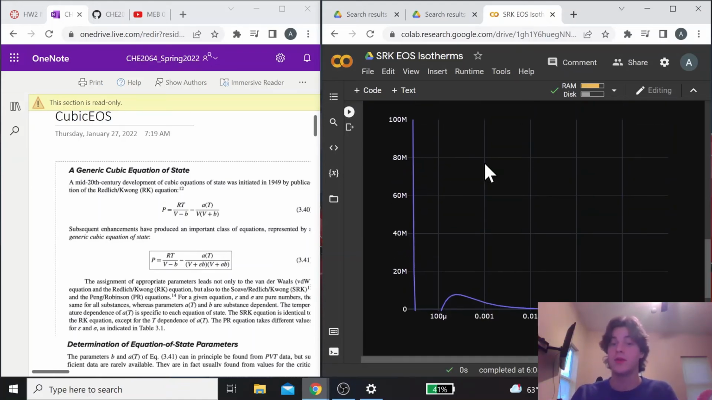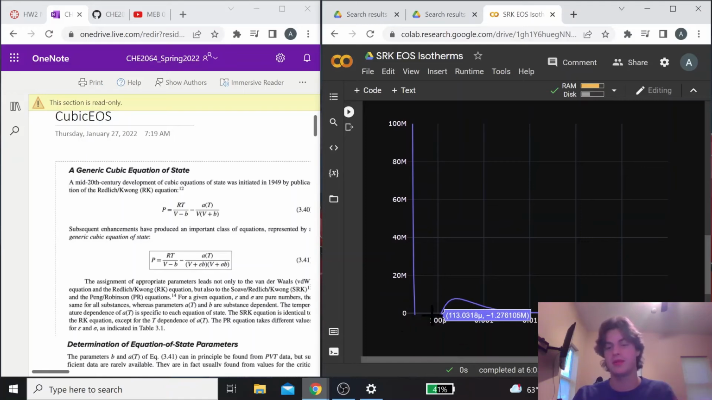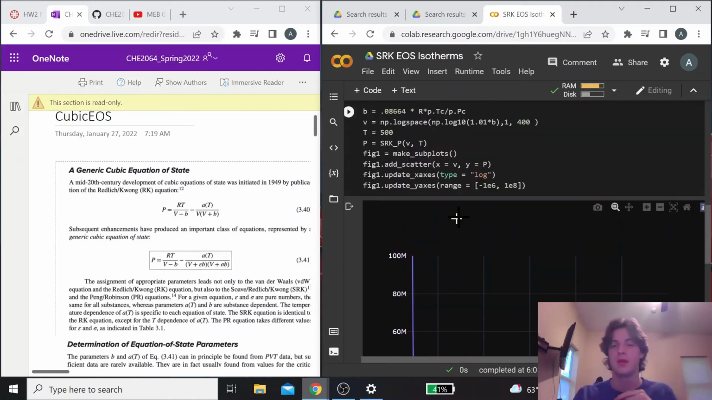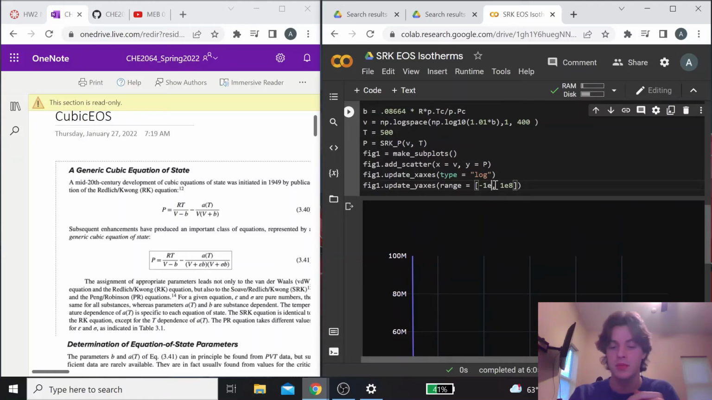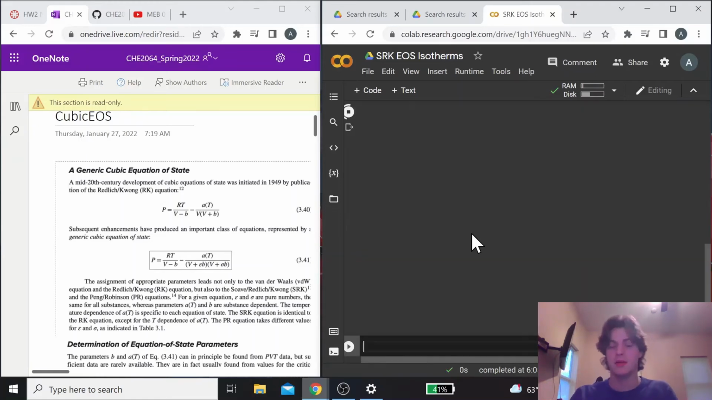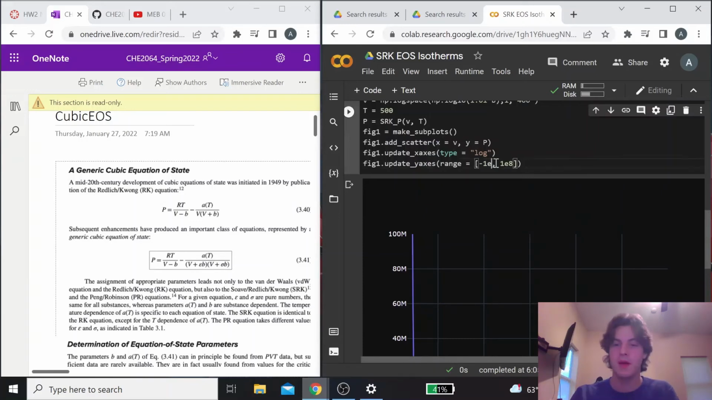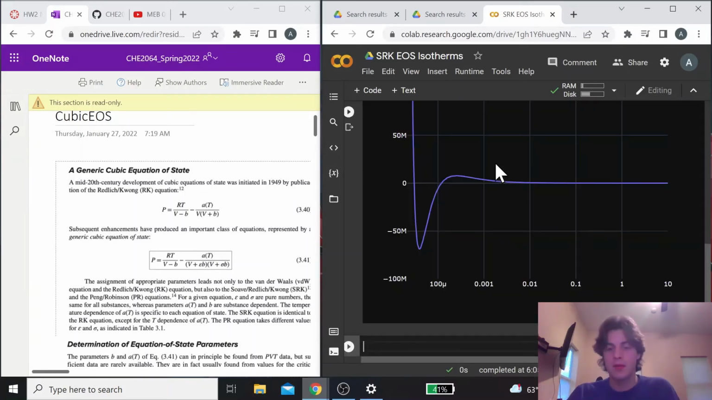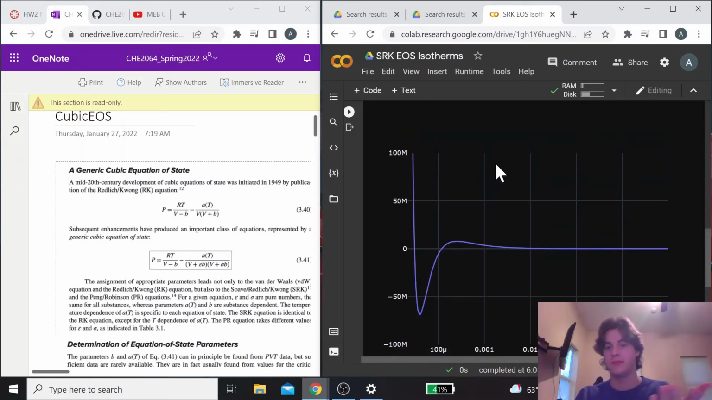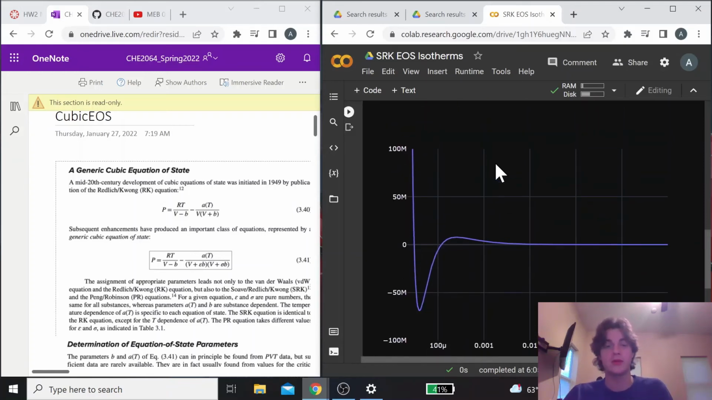Well, so it's getting better. We actually have a wiggle, but it's not quite there, so we still need to lower this by a little bit. Let's try to bump it another power of 10. Not quite there. Do another power of 10. And there we go. That looks pretty good. There's our first isotherm.